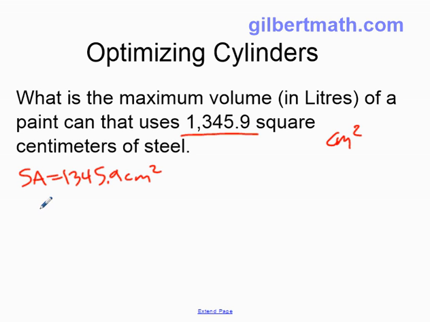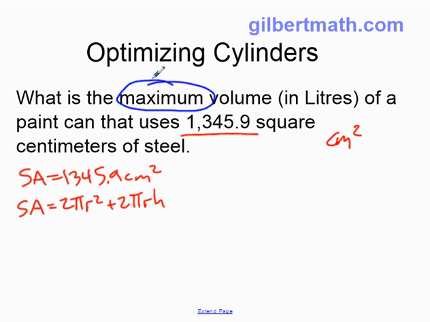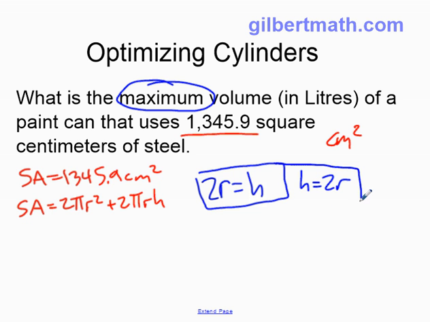1,345.9 centimeters squared. We also know the formula for the surface area of a cylinder is 2 pi r squared for the top and bottom plus 2 pi rh for the lateral face. One other thing we know is that if we are trying to maximize volume, we are looking for optimal measurements, and we know that these cylinders are optimized when r does not equal h, but rather 2r equals h, or h is equal to 2 times the radius. And this is the one we're going to actually use because we can then take 2r and replace h with it.